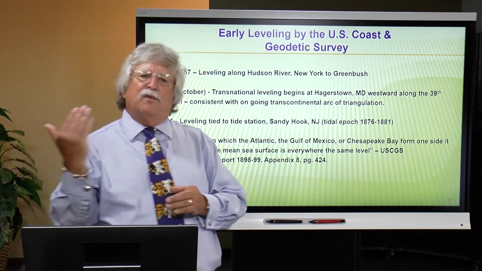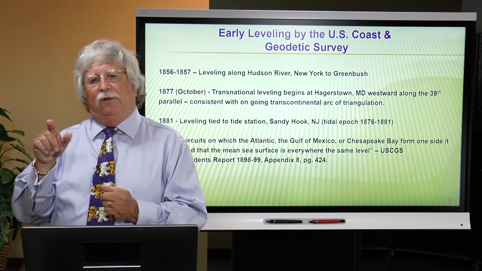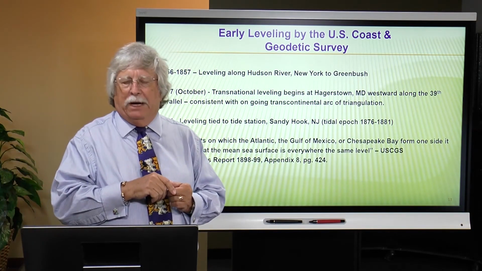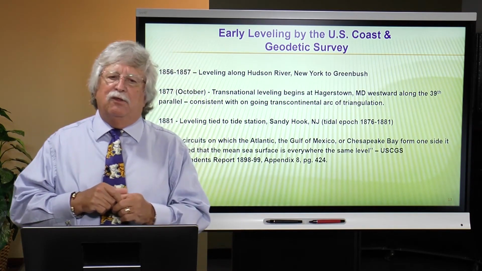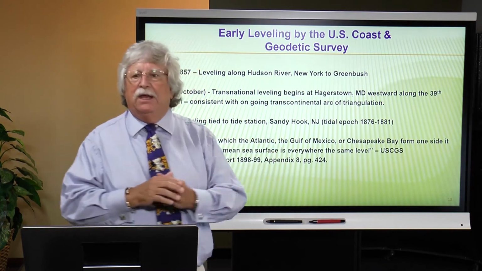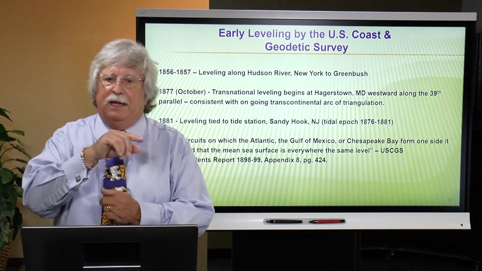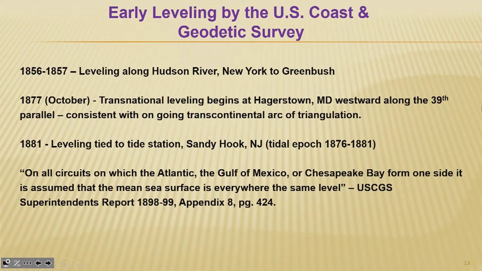And they begin this process of leveling across the country. In 1881, they tied that leveling in to the National Tidal Reference System by connecting into what was then one of the longest term tide stations in the United States at the community of Sandy Hook, New Jersey. Now, notice here that epoch, 1876 to 1881, that's 5 years. Those who work in tidal datums will tell you what you really want is a minimum of 18.6 years, what's referred to as a metonic cycle.